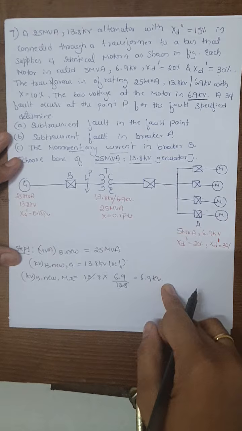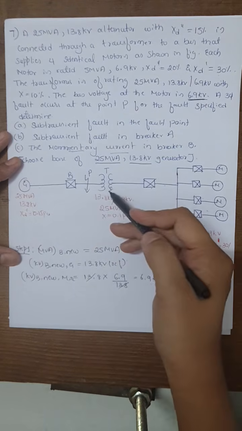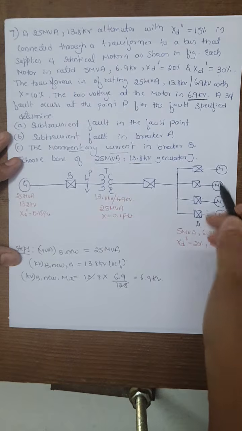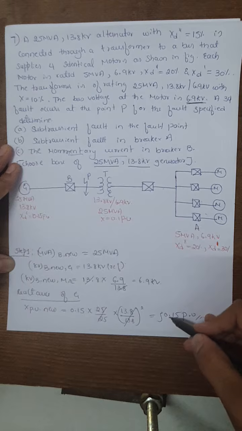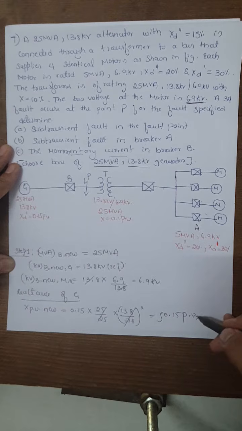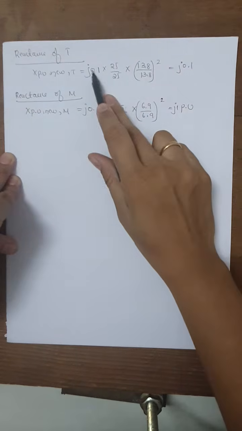Next, we need to go with the reactance calculation of the generator, transformer and the motors. Since all the motors have the same ratings, one calculation is sufficient. Calculating the reactance of the generator, we have got j0.15 per unit. Similarly I do it for the transformer and also for the motor. So this is the reactance for the transformer.